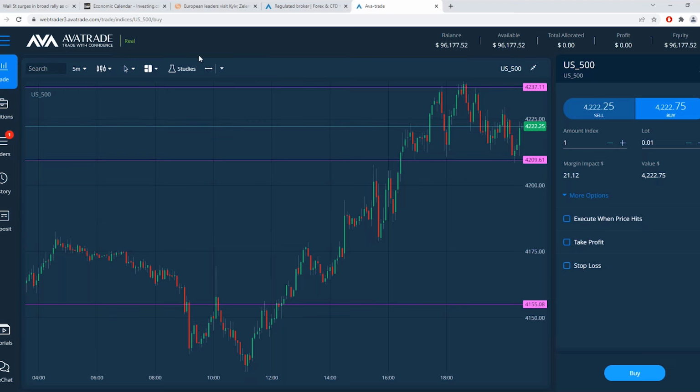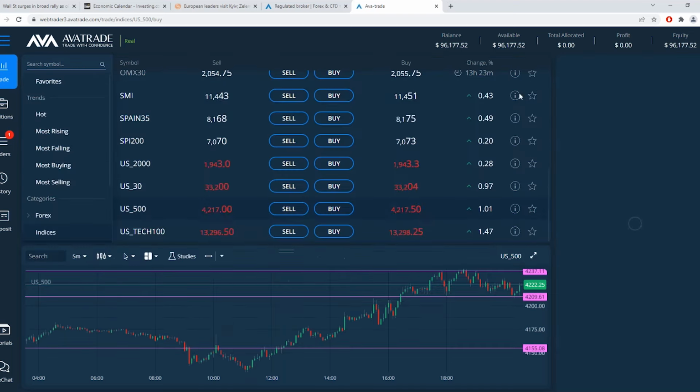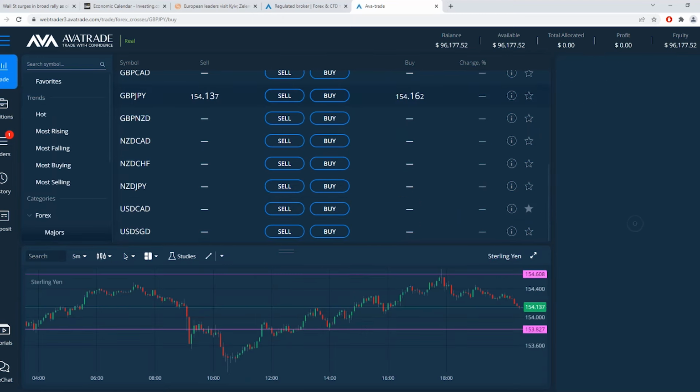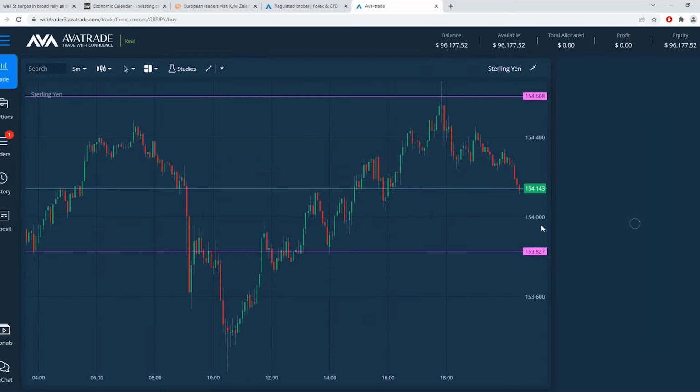Okay, there's a request for GBP JPY. Let's have a look at it. If the pound is expected to climb against the USD because fear was low today, then maybe you expect the pound to climb against the safe haven yen as well, right? So let's take a look. Let's see where the price is.